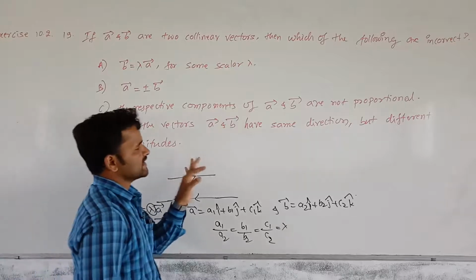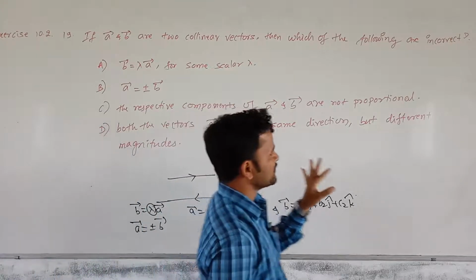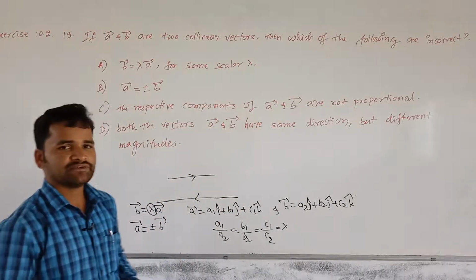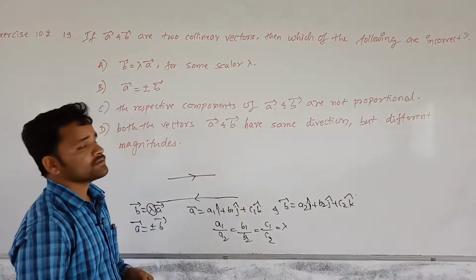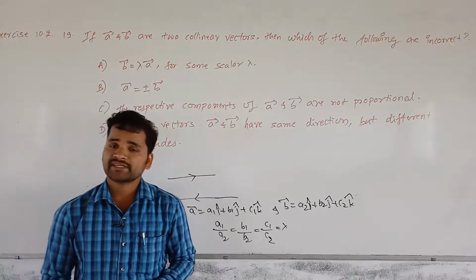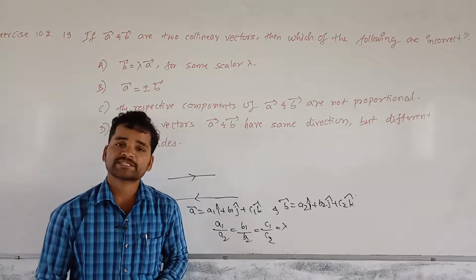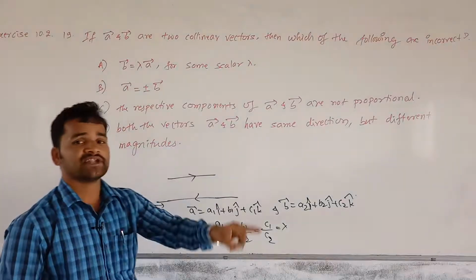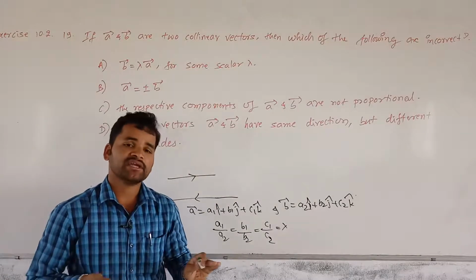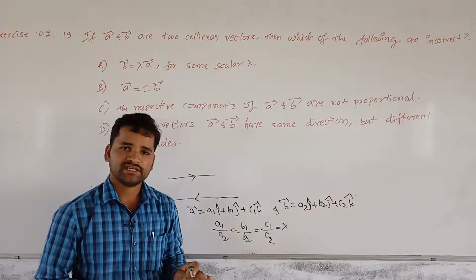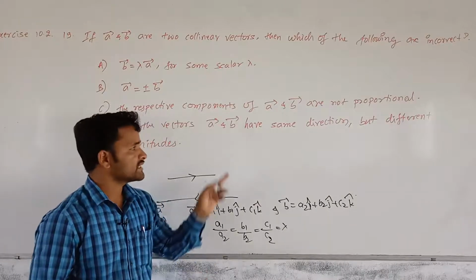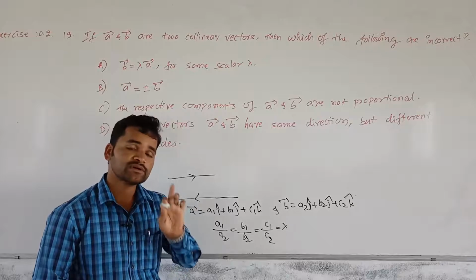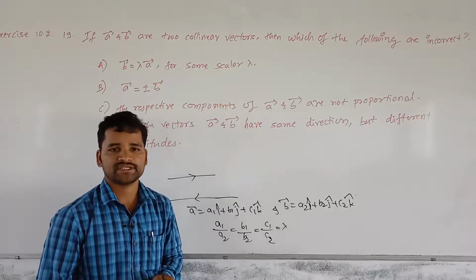Now coming to option D. Both the vectors A and B have same direction but different magnitudes. What is the definition of collinear vectors? Vectors having the same line of support irrespective of their magnitude and direction. Here they are saying same direction. Directions can be exactly opposite. Direction doesn't matter here. So option D is also incorrect.